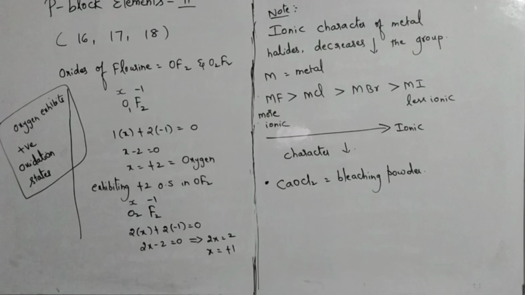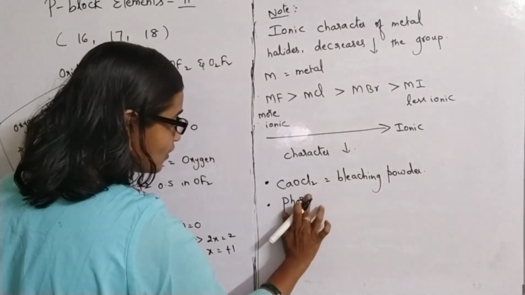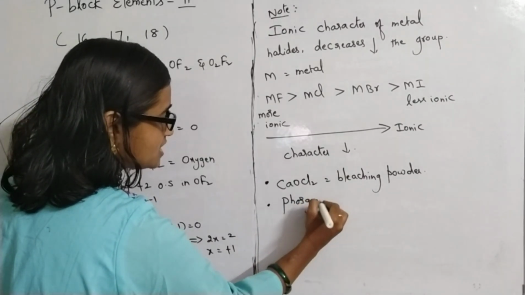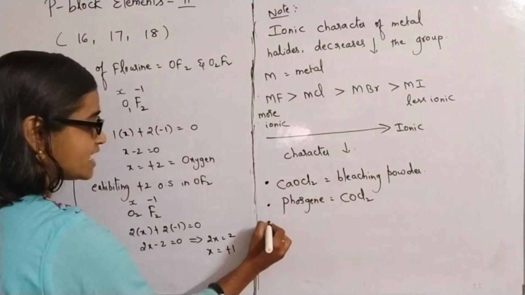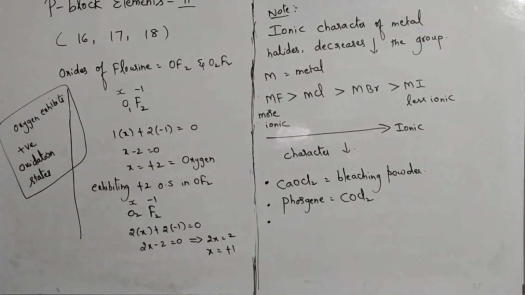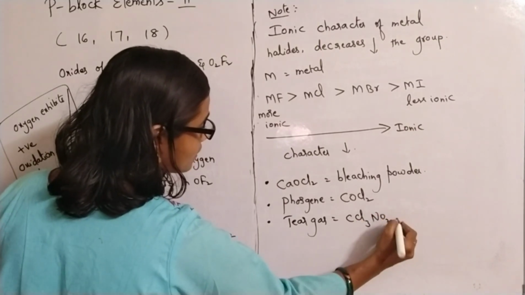You have poisonous gases formed with chlorine, like phosgene. Phosphine is different, phosgene is different. Phosgene is a poisonous gas, COCl2. Then tear gas is also there. Tear gas is CCl3NO2.